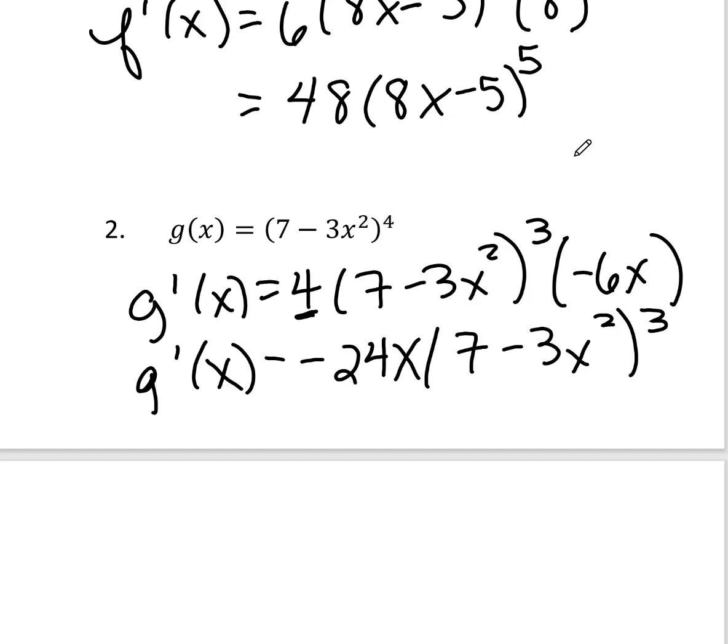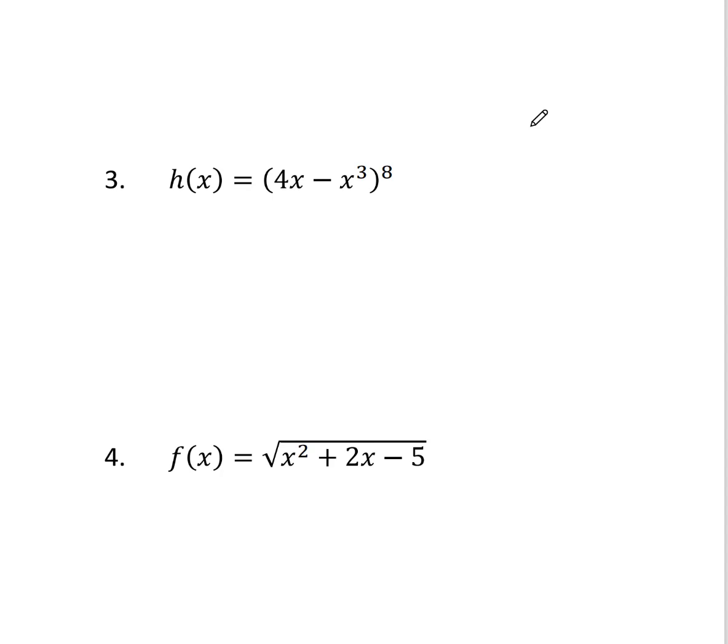We really want to get things into factored form as we go, so this is a really nice way to look at the problem. Our next one says 4x minus x cubed to the power 8. H prime of x. I'm going to start with the power. It comes down. So I have 8 times 4x minus x cubed, which didn't change. I drop it to the power 7.